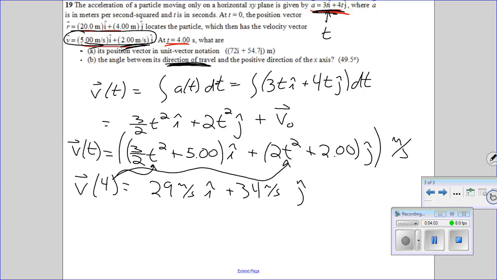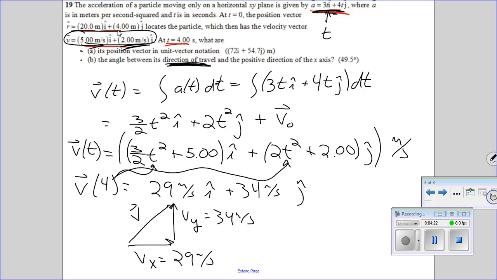Okay, so now to find my angle, I need to draw out this vector triangle. My horizontal velocity at this instant is 29 meters a second. My vertical velocity at this instant is 34 meters a second. And here's my velocity vector. I'm looking for that angle. So I'm just going to use inverse tangent, and that'll give me 49.5 degrees. Okay, so there we go.